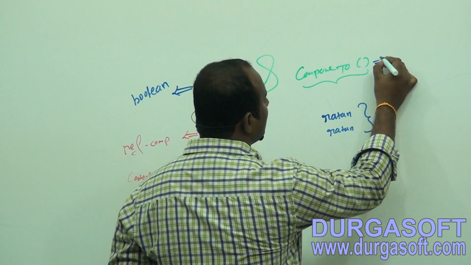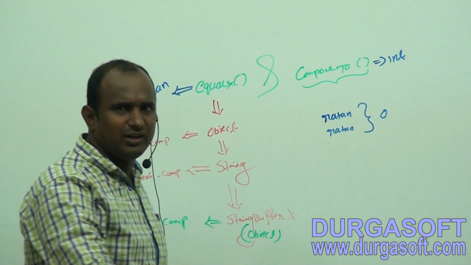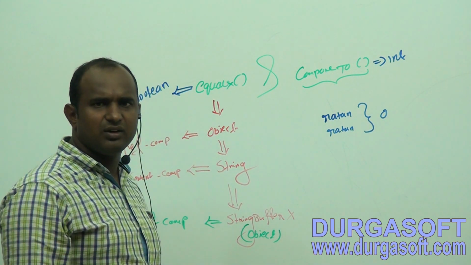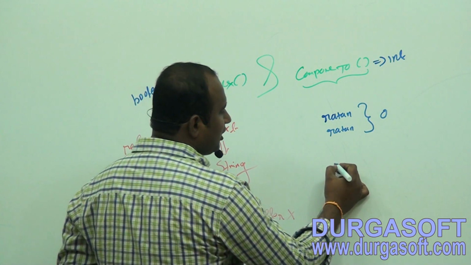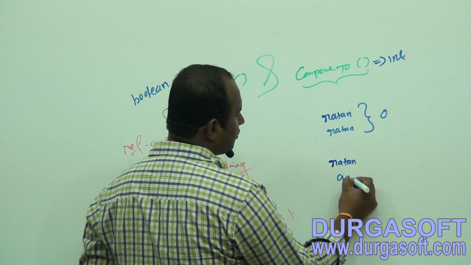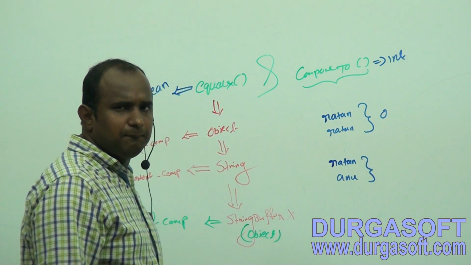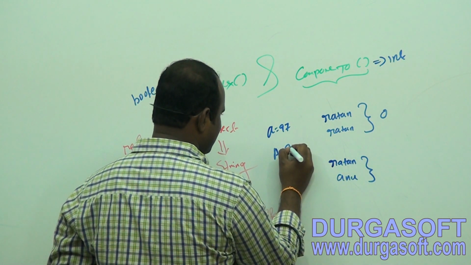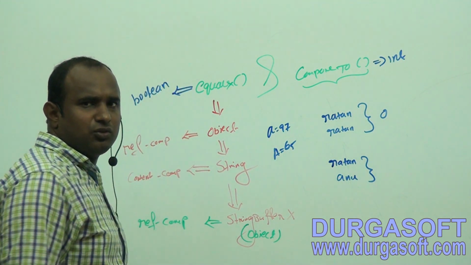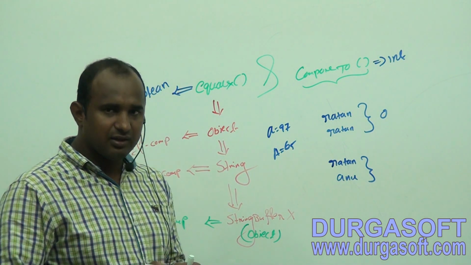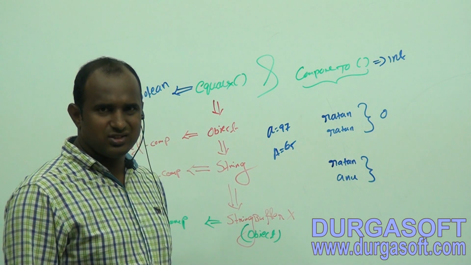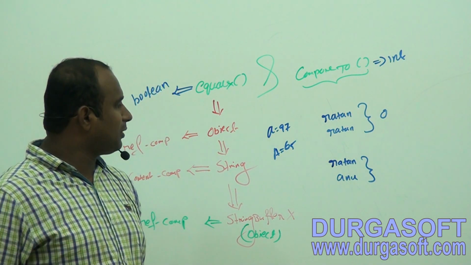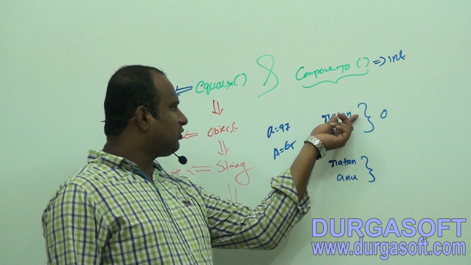The compareTo method return type is integer. If two strings are equal, it returns 0. If two strings are not equal, for example here I am comparing Ratan and Anu, you know the Unicode value of small a is 97, and capital A is 65. In C language we have the ASCII code format; in the same way, Java uses the Unicode format.